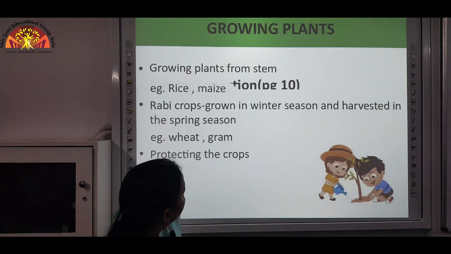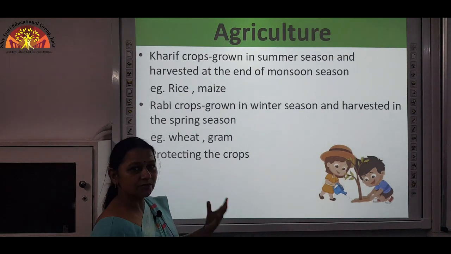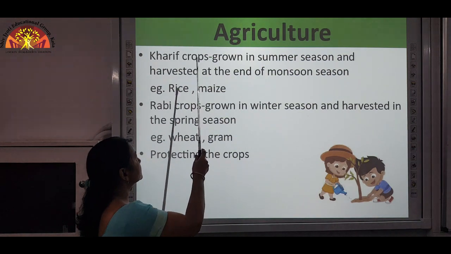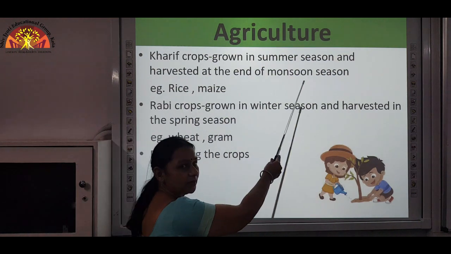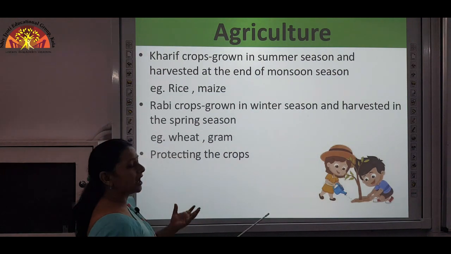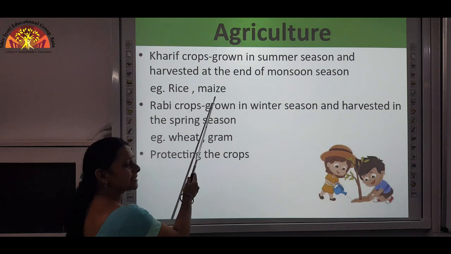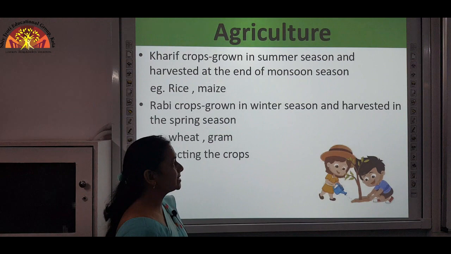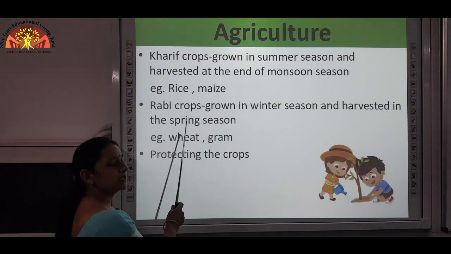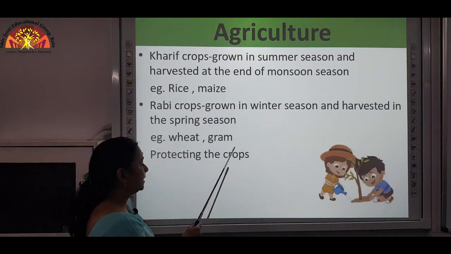So our next topic, agriculture. In this we have 2 types of crops, kharif crops and the rabi crops. Kharif crops are the crops that are grown in summer season and they are harvested at the end of monsoon season, and the examples are rice and maize. Rabi crops are the crops which are grown in winter season and they are harvested in the spring season, and the examples of rabi crops are wheat and gram.